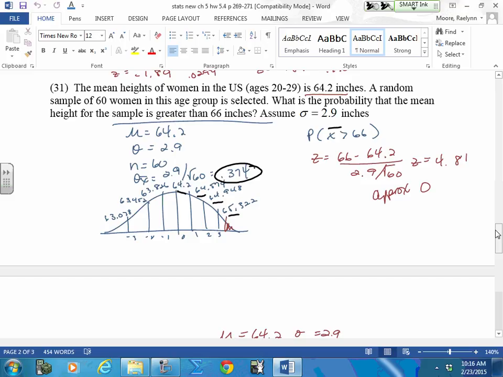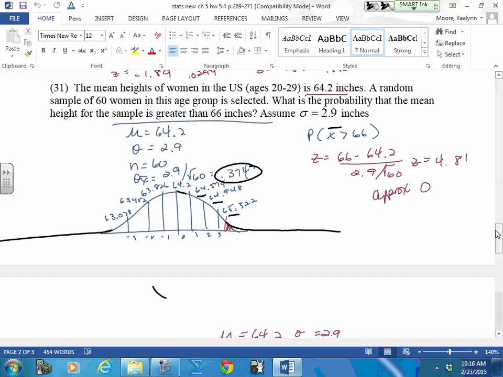So virtually, there is no area to the right. We can't say there is definitely no area. It's minute, minute, minute. Remember, these curves go out forever and ever and ever. They just never touch the axis. They're just like negligible area. So we can say it's approximately 0.